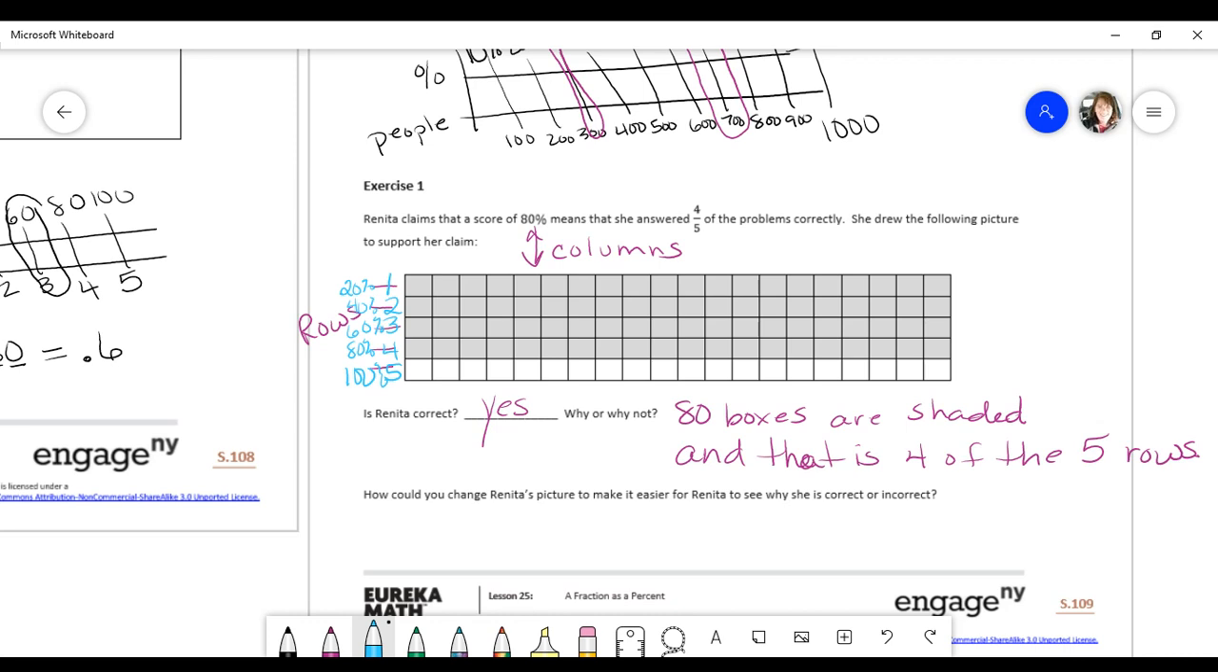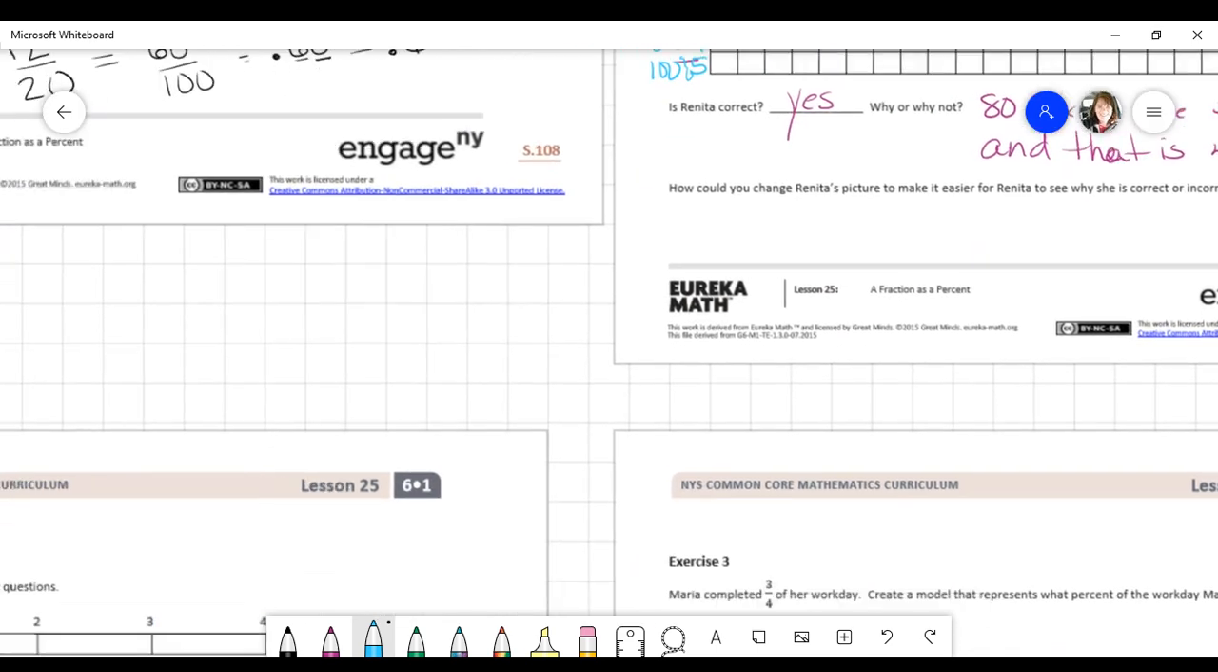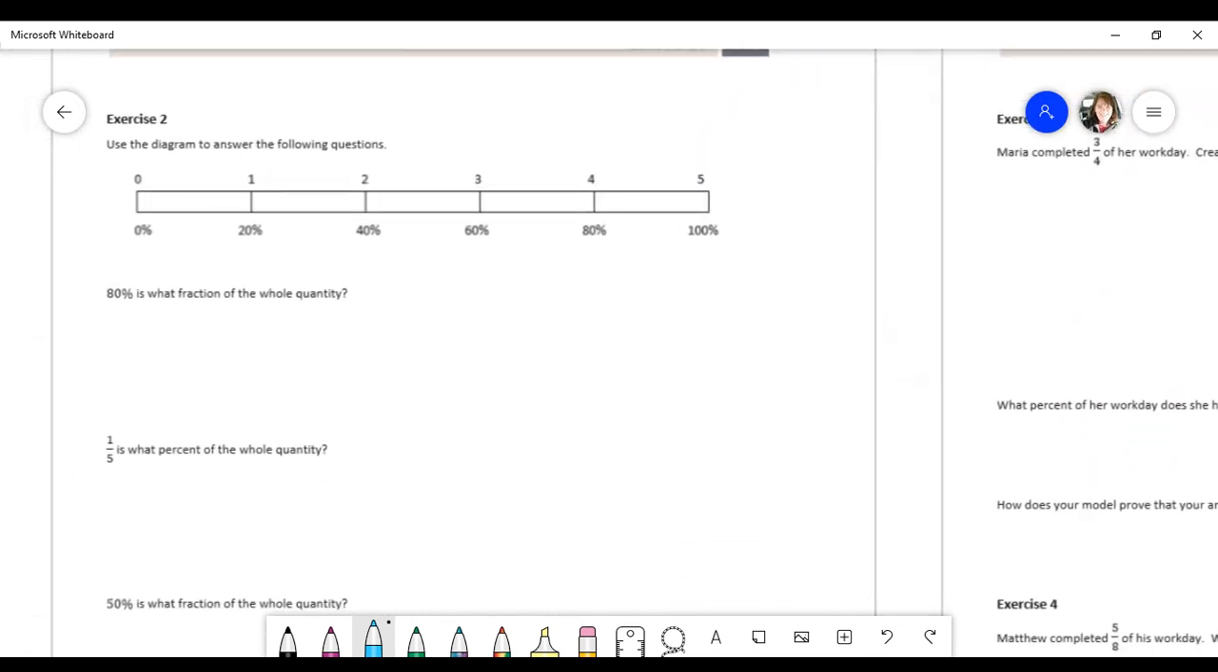Let's look at exercise 2. It says use the diagram to answer the following questions. Okay, so it says 80% is what fraction of the whole? Well, go over to 80%. Can we find 80% on this? Yeah, right here. So the whole is 5. So what fraction is that whole? Right, 4 out of 5. 80% is the 4, and it's 4 out of 5.